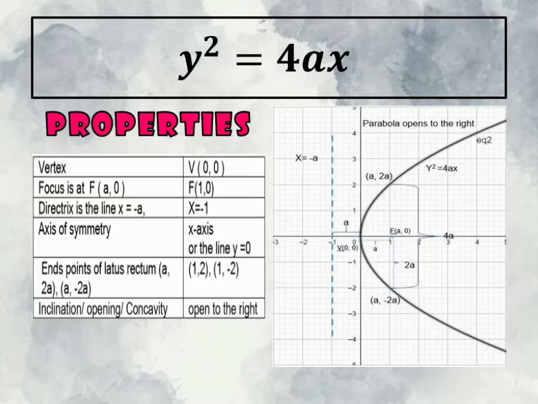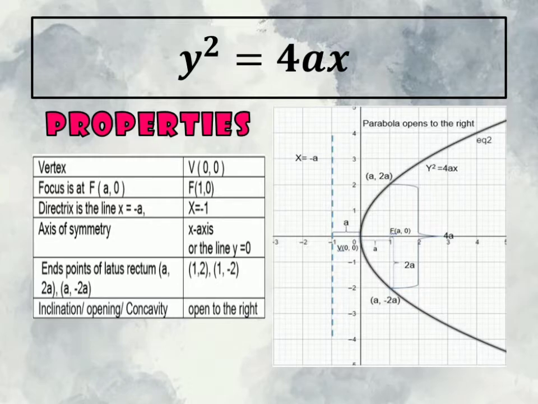The directrix is the line x equals negative a. Just substitute the value of a, which is 1, so x equals negative 1. So if we locate the directrix of this equation, it is located here, the broken line. Next, the axis of symmetry is the x-axis, or the line y equals 0.